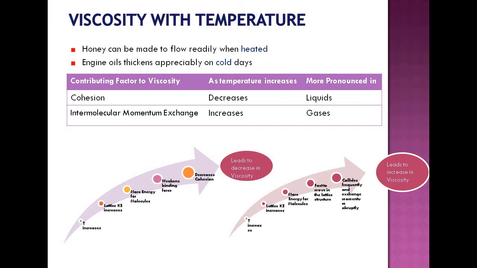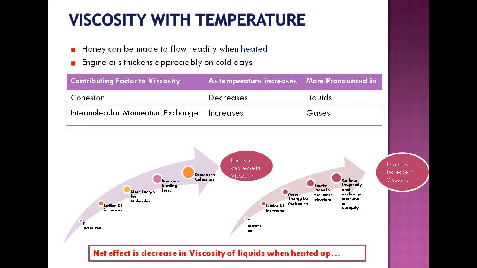So there are two contradicting factors. As the temperature increases, cohesion decreases, that leads to a decrease in viscosity. Whereas as the temperature increases, intermolecular momentum exchange also increases, that leads to an increase in viscosity. So what is the end effect? For liquids, cohesion is more predominant. For gases, intermolecular momentum exchange is more predominant. So things are clear. Okay.